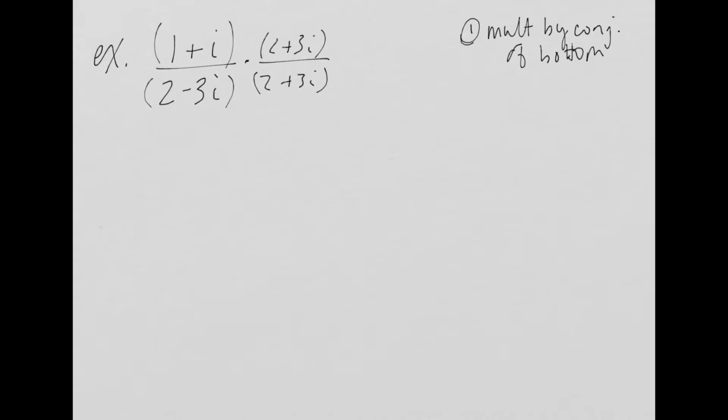Good. Okay, so we're multiplying by the conjugate of the bottom. Now here's where multiplication is going to come into play. You got to multiply all this out. Now it looks like a lot, but it's really not that bad. So let's look at the numerator, so everything that's up top.